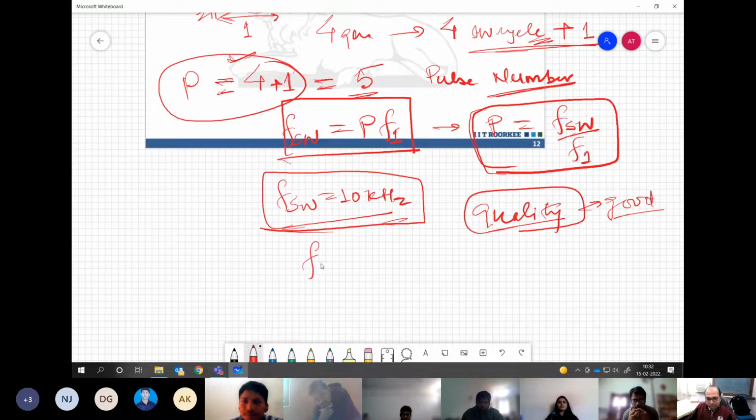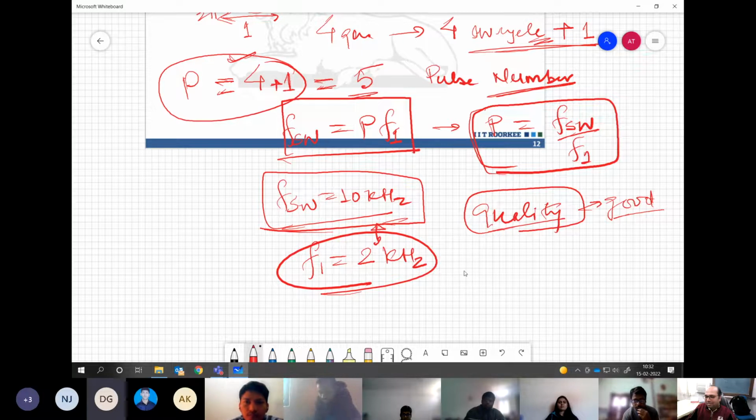No. Now let us say I add that my fundamental frequency is 2 kilohertz. Now what understanding do you get from here? Performance may not be that good. We were expecting 50 hertz. You understand my point? So switching frequency alone is not the parameter which decides the quality of the waveform. It is with respect to the fundamental frequency that decides what quality we are going to get. Although we have 10 kilohertz of switching frequency, my fundamental frequency itself is 2 kilohertz. In effect, what pulse number am I having?